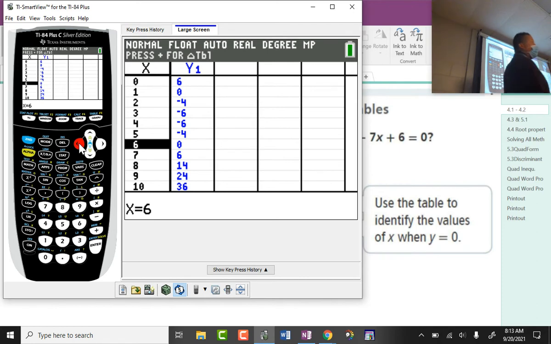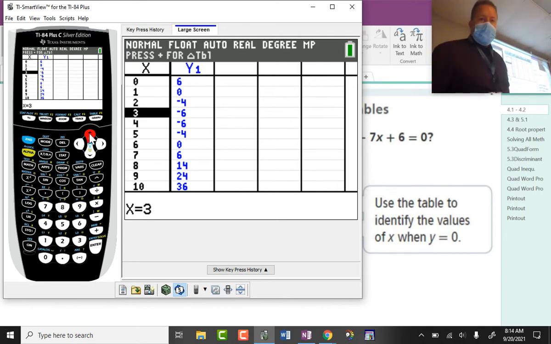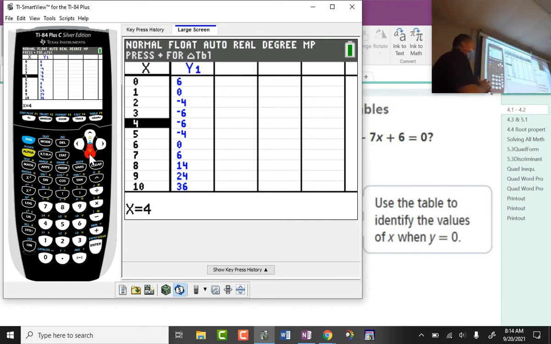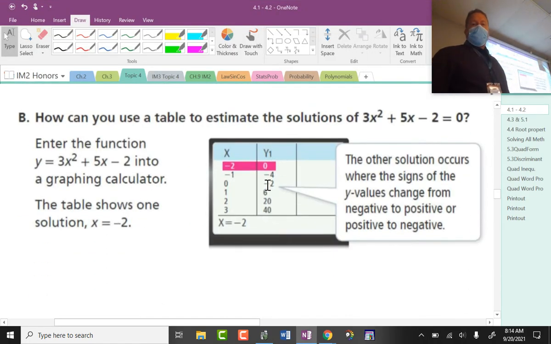Doesn't always have to be that way. The vertex has to be at a perfect number for that to be the case. And it looks like the vertex is in between 3 and 4, right? So it's probably 3.5 comma, which is what your negative b over 2a is. But that's just that point there.